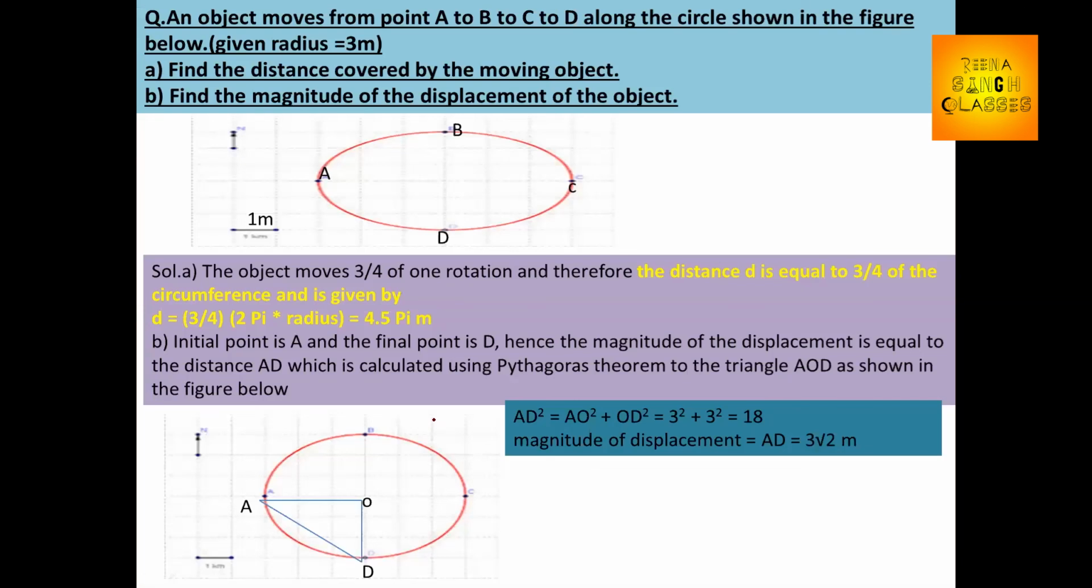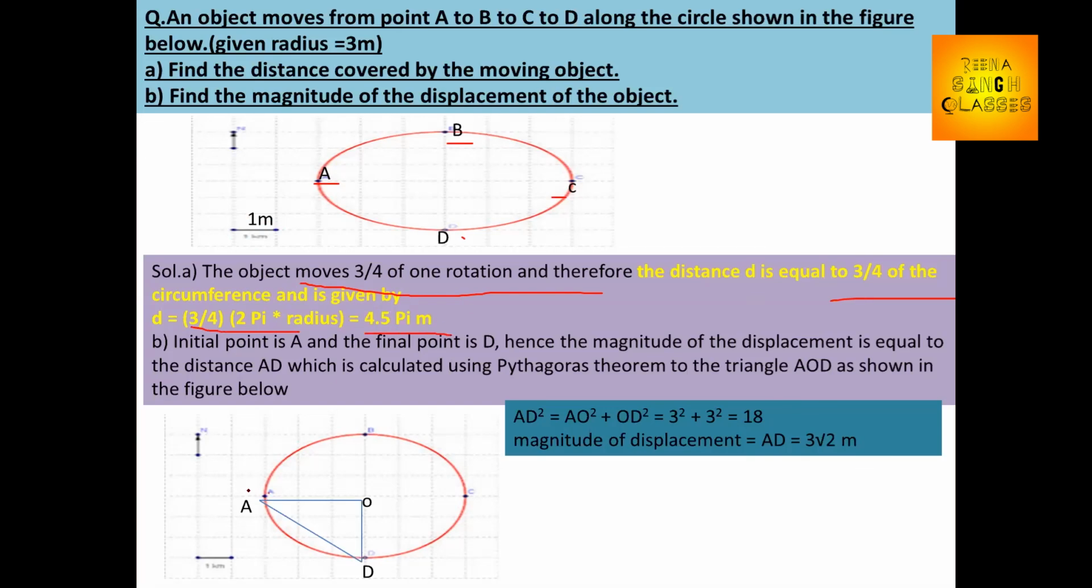Next example: an object moves from point A to B, then C to D along the circle shown in the figure. The radius is given as 3 meter, so one unit is 1 meter. The object moves 3/4 of one rotation. Therefore, the distance D is equal to 3/4 of the circumference. So we get 3/4 into 2 pi into radius, and the answer is 4.5 pi meter.